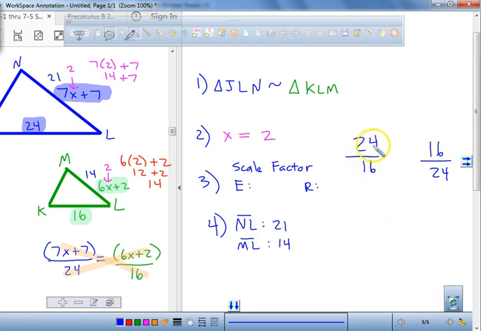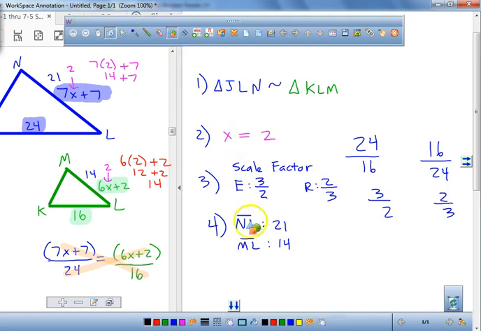Now, what are these both divisible by? 2. What else? 8. Very good. They're both divisible by 8. So what's 24 divided by 8? 3. What's 16 divided by 8? 2. So if this reduces to 3 over 2, this one is going to reduce to 2 over 3. Your enlargement scale factor is 3 over 2. Your reduction scale factor is 2 over 3.